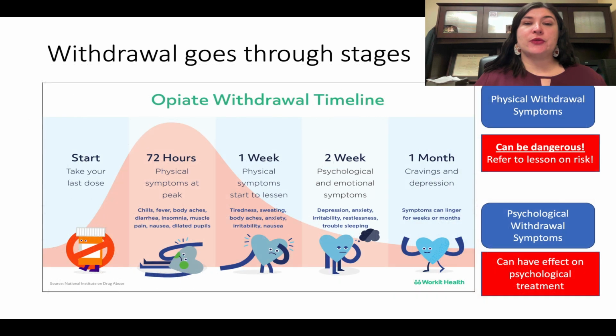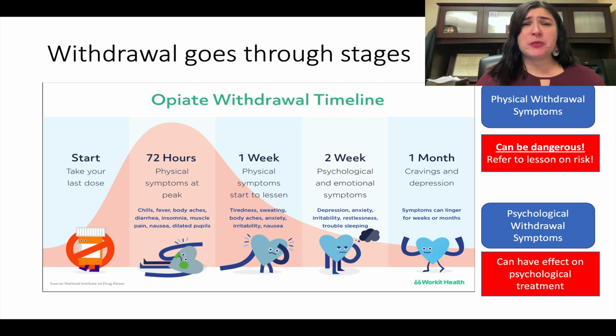Withdrawal goes through several different stages. For example, this is the opiate withdrawal timeline. You start at the timeline with taking your last dose. The first 72 hours is where the physical symptoms are at their peak. Then at 1 week, the physical symptoms start to lessen. At 2 weeks, the psychological and emotional symptoms are the main concern. And then at 1 month, it is just craving and depression.